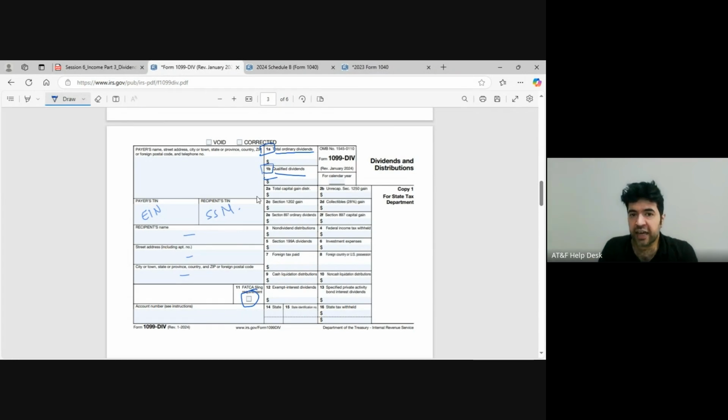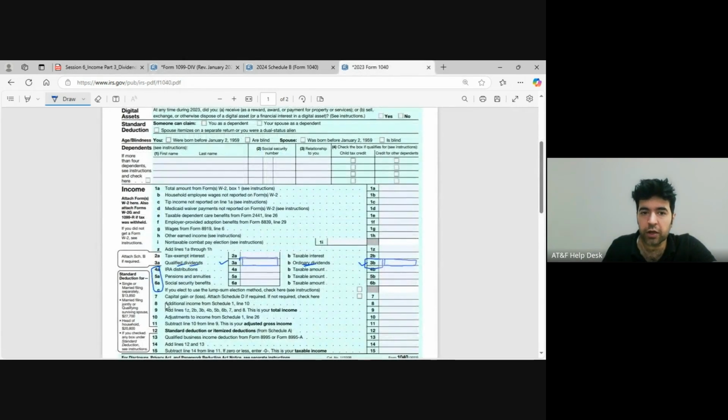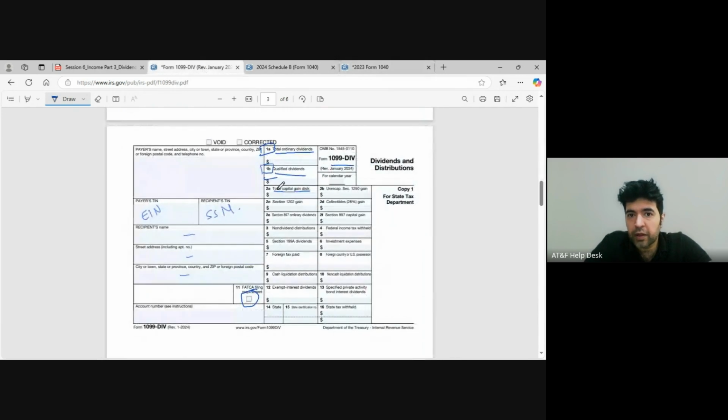After this, there can be a total capital gain distribution, which is reported in 1099 DIV. If it is a capital gain distribution, it has to be reported on line item 7, which is capital gain, for which you have to fill Schedule D. So here you will be reporting whatever the total capital gain distribution is.